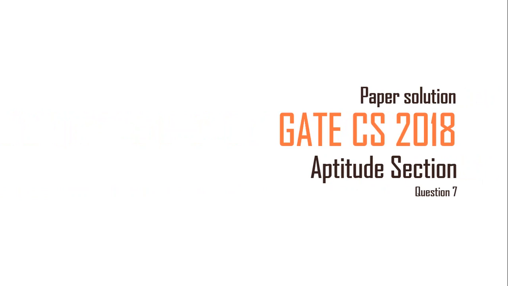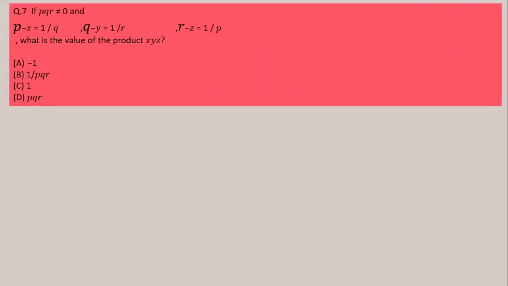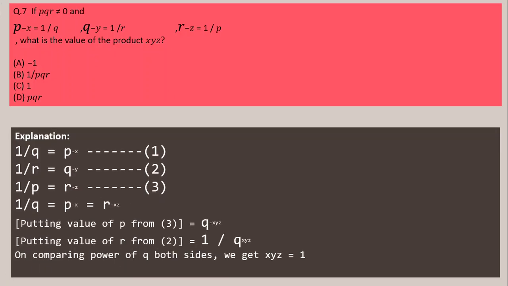Welcome back to Nerd. So in this video, we'll be solving GATE CS 2018 Aptitude section for question 7. So let's get started with it. So here they've given that if PQR is not equal to 0 and P raised to minus X is equal to 1 by Q, Q raised to minus Y is equal to 1 by R, and R raised to minus Z is equal to 1 by P. What is the value of the product of XYZ? So let's get on to a solution.